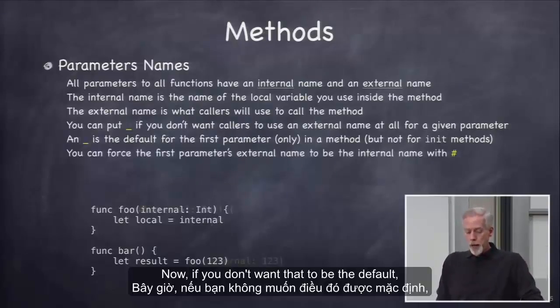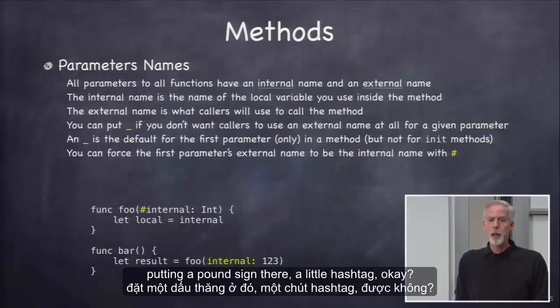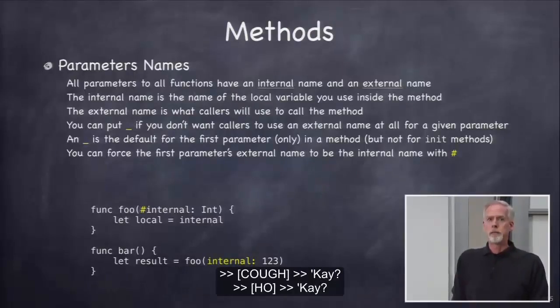Now, if you don't want that to be the default, you can force the first one to be required by putting a pound sign there, a little hashtag. And that makes it so you have to say internal colon.